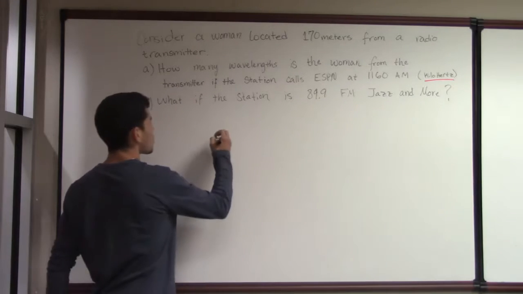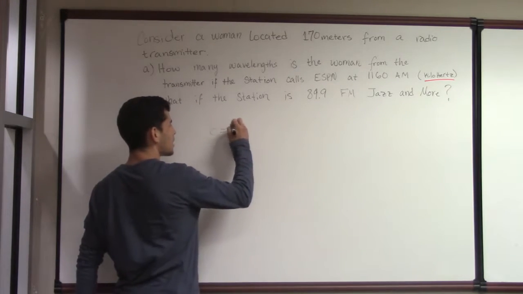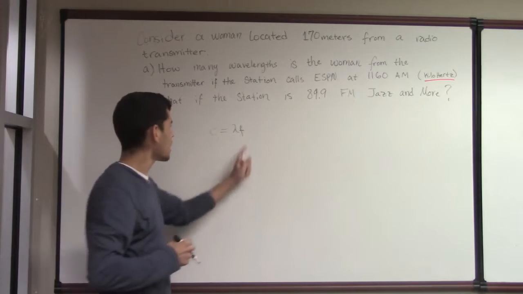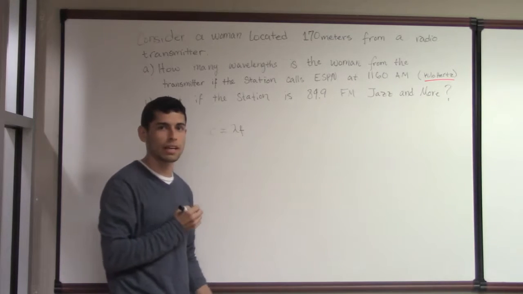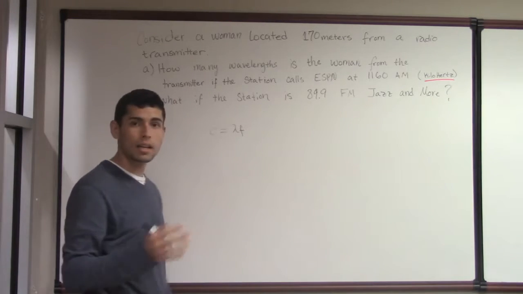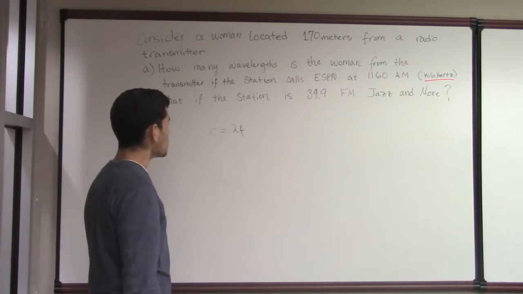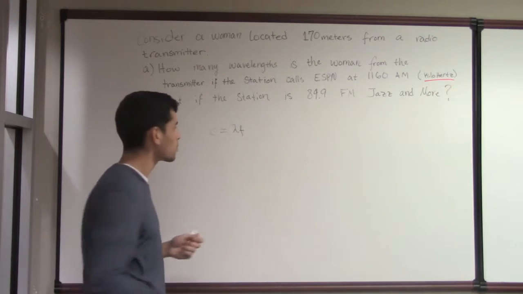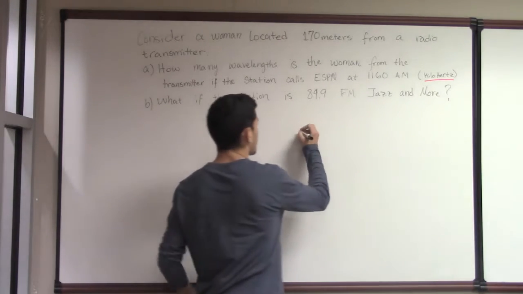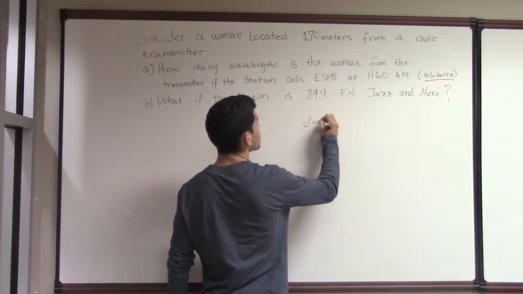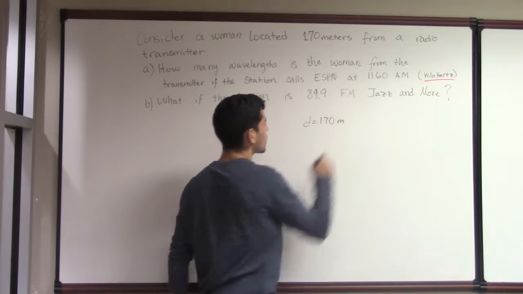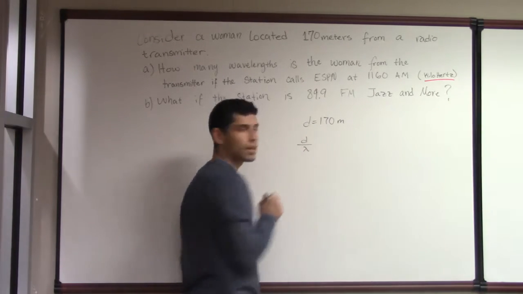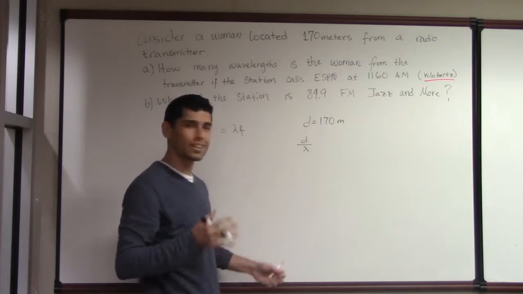Well, immediately we'll go ahead and write down our equation. c equals lambda times f, where lambda is our wavelength, f is our frequency, and c is the speed of light, which is going to be constant in our air. If we want to calculate the number of wavelengths between the woman and the transmitter, we'll take the distance that she is, so d equal to 170 meters, and we're going to divide that d by the wavelength.